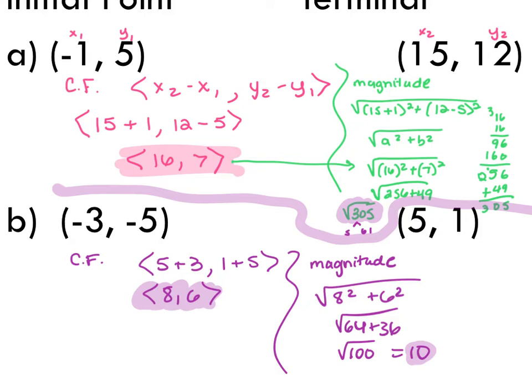Questions so far? So that is the foundation of so many things in vectors. You have to know how to find the component form and the magnitude. You have to understand the difference between them, what that component form represents, because in a minute we're going to learn how to graph those.